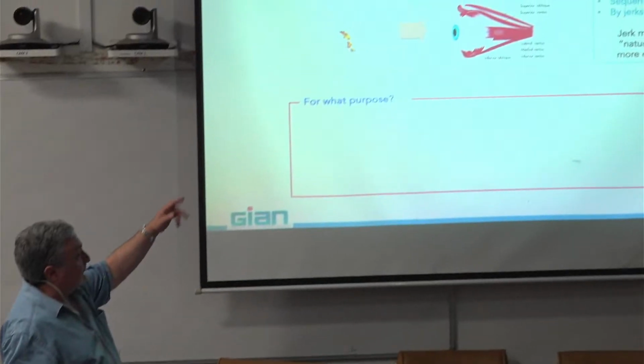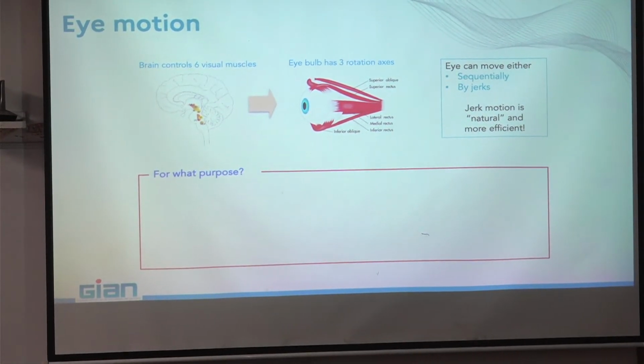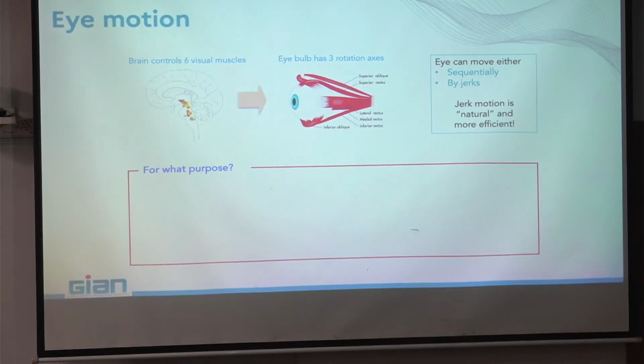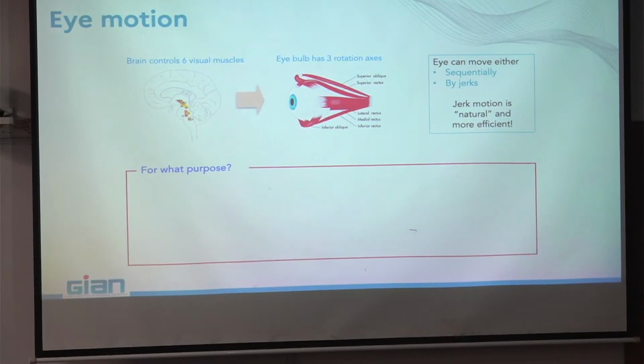What is the purpose of passing from one to the other? Look at the screen. For a moment it's white, but look at the screen. Now you are in jerk mode. You are saying where I have to look at the screen. Most probably inside the red rectangular area. Look at the screen, not radium.